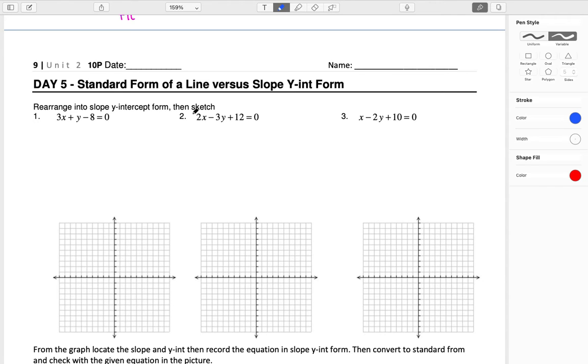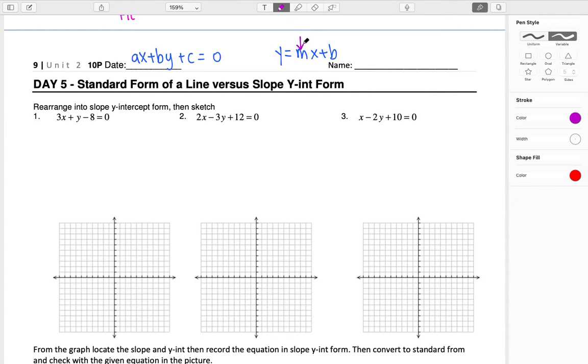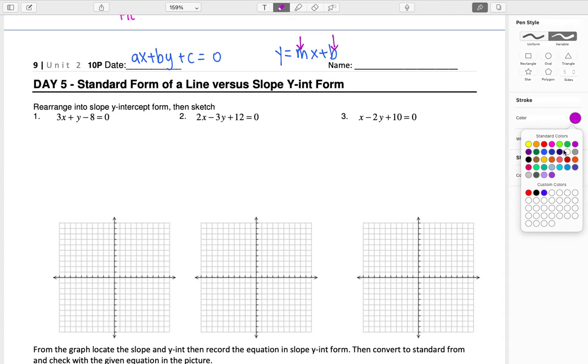Okay, so today we are going to work on day 5, which is the standard form of a line versus slope y-intercept form. So we know that the standard form is going to look like ax plus by plus c equals 0. It's always equal to 0 for standard form. Slope y-intercept form is going to be y is equal to mx plus b. We know that the slope y-intercept is more useful because it tells us the slope, how slanted the line is, and the y-intercept. So as a practice, let's start with number 1.